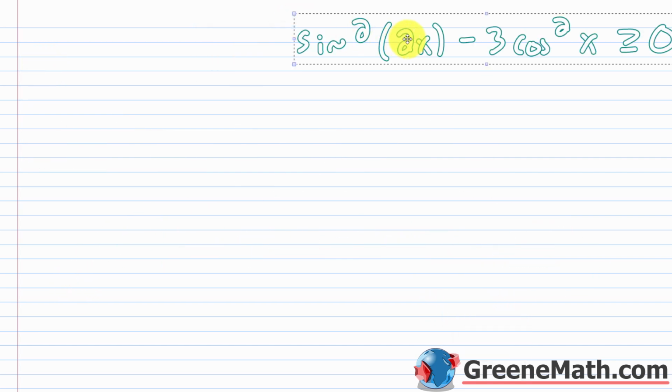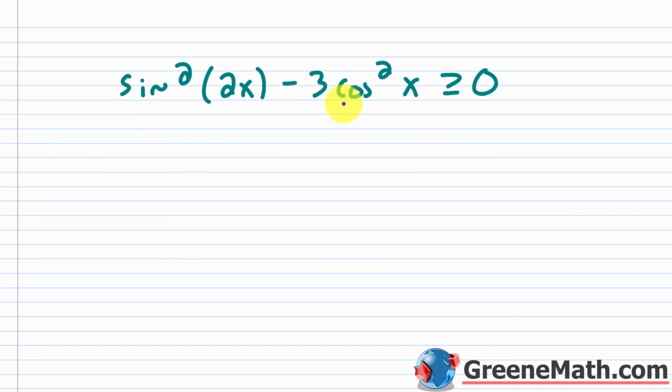So let's come down here. I think we know the drill at this point. We're just going to replace this inequality symbol with equals. We're going to solve and then generate some intervals, and we're going to test. So here I'm just going to write sine squared of 2x. I'm going to change that in a moment. Then minus we have 3 cosine squared x. And I'm going to say, where is this equal to 0?